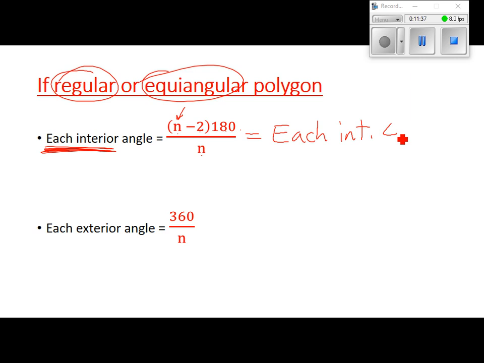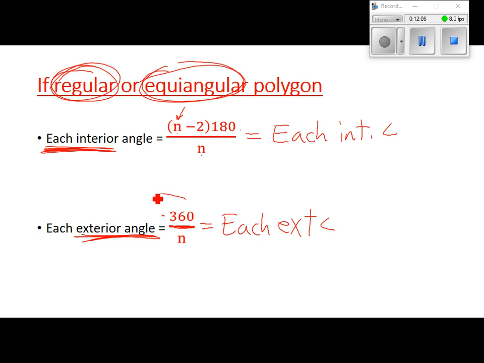For each exterior angle, the formula is pretty easy because we know the sum of the exterior angles always has to be 360. So if it's a regular or equiangular polygon, then we just take that 360 and we divide by the number of sides or the number of angles. And that's going to give us each exterior angle.